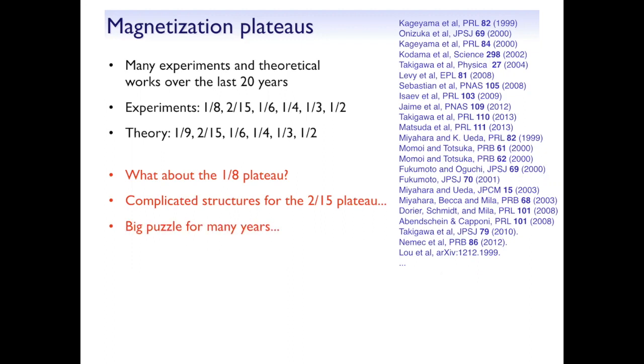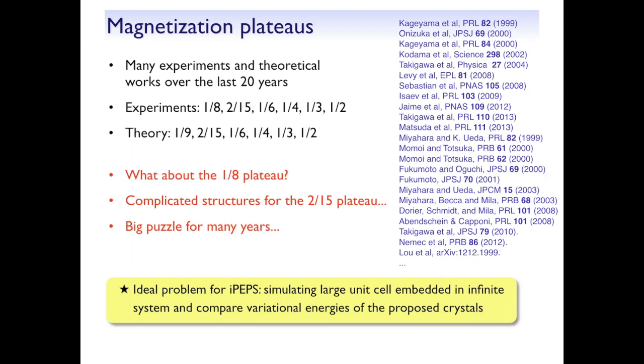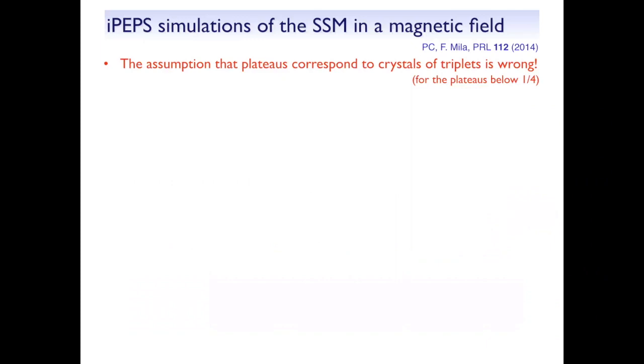And then it seemed to be an ideal problem for iPEPS, because with iPEPS, we can simulate all these magnetic structures in large unit cells. So the goal was to try to reproduce all these triplet crystals, check their variational energy, and then see what the resulting magnetization curve is. But then we really got a big surprise here, because it really turned out that this very initial assumption that these plateaus correspond to crystals of triplets was actually wrong.